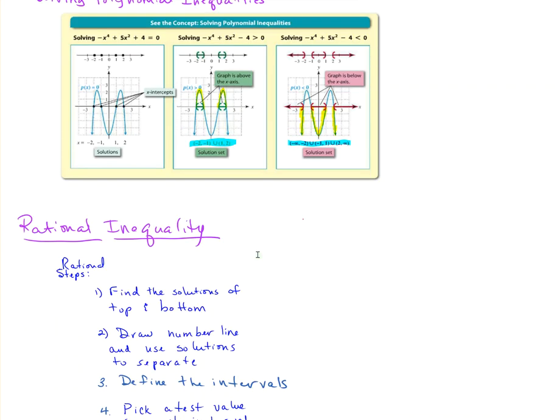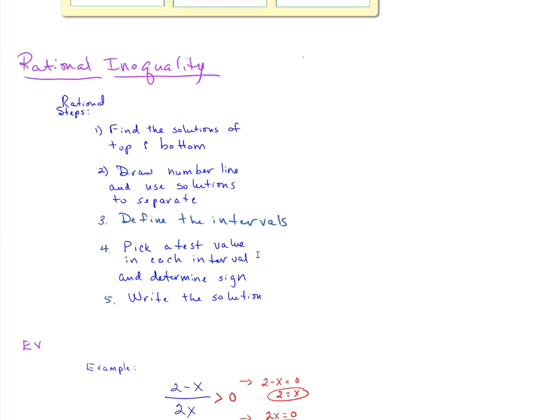All right, I've got some steps to solving rational inequalities. If you will follow those, it should work fine. We're not going to do this on the calculator. We're going to do this by hand. So we're going to find the solutions of the top and the bottom. We're going to draw a number line and use those solutions to separate. We'll define the intervals. We'll pick a test value in each interval and determine the sign, and we'll write the solution. Now, you don't have to necessarily memorize those, but we need to understand how they work.